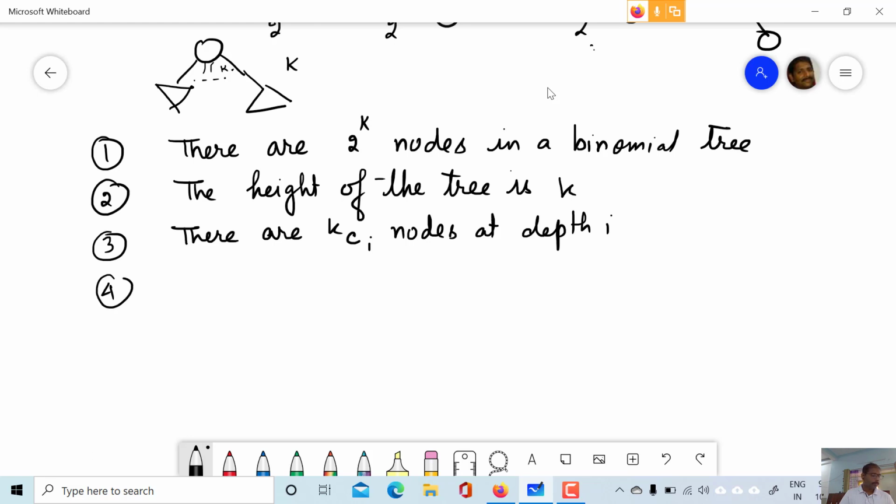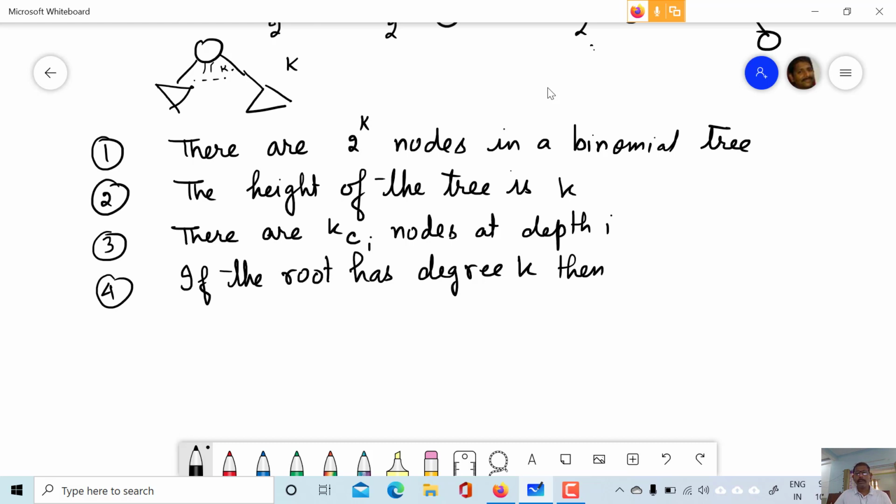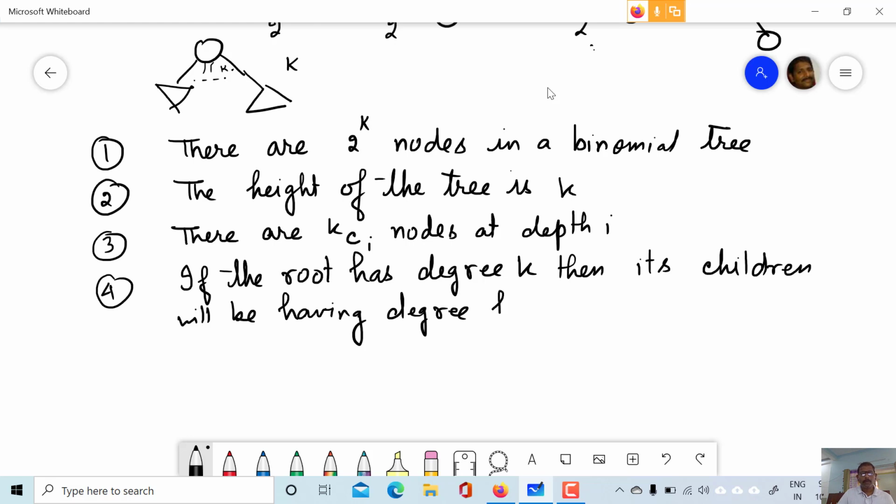The last one, the fourth one: if the root has degree k, then its children will be having degree from 0 to k minus 1. Okay, so I already have, and I am going to explain rule number 2 and rule number 3.